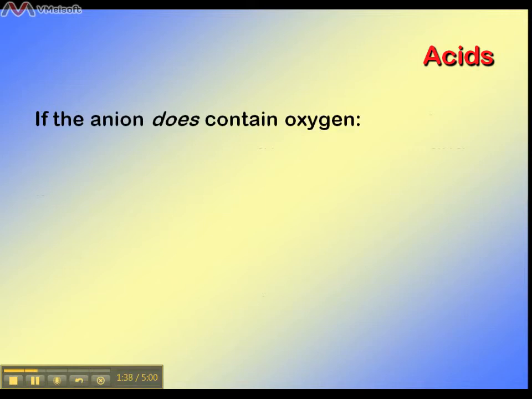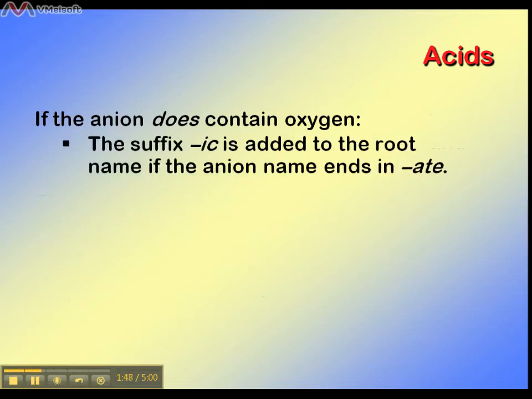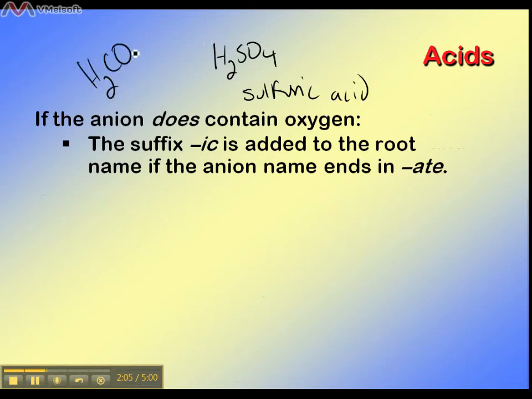All right, I guess another way that you could think about it is if the anion does contain oxygen, like a whole bunch of polyatomic ions do, the suffix "ic" is added to the root name if the anion name ends in "ate". Okay, so for example, that is not hydrosulfuric acid, it's just sulfuric acid. Similarly, this is not hydrocarbonic acid, it's carbonic acid. And that makes your soda all bubbly and nice.